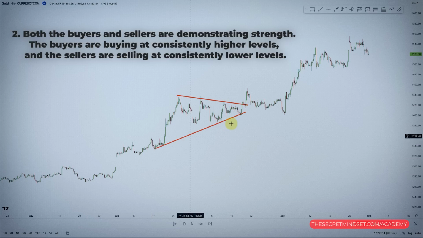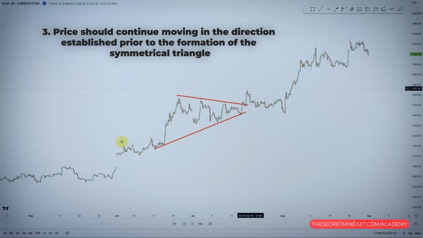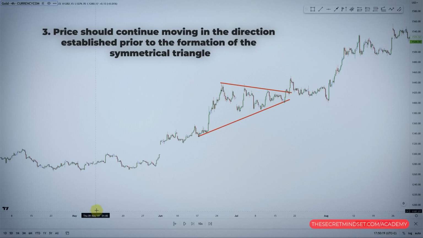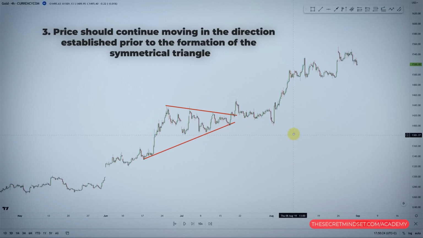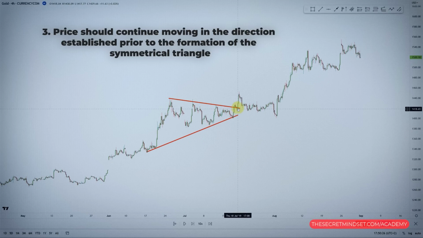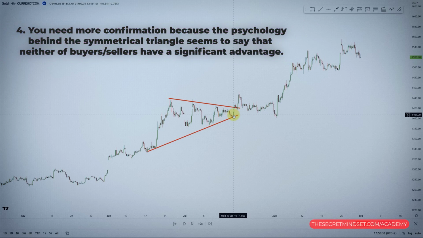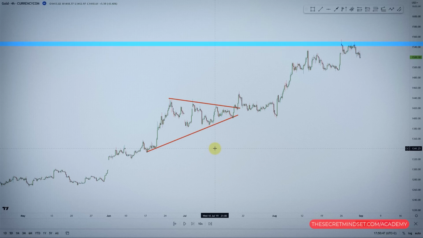Symmetrical triangles are assumed to be continuation patterns. In other words, the price should continue moving in the direction established prior to the formation of the symmetrical triangle. In these cases, the triangle itself is basically a consolidation that occurs within the trend. However, the pattern itself shows that both buyers and sellers have a similar degree of control. So the psychology behind the symmetrical triangle seems to say that neither of them have a significant advantage.